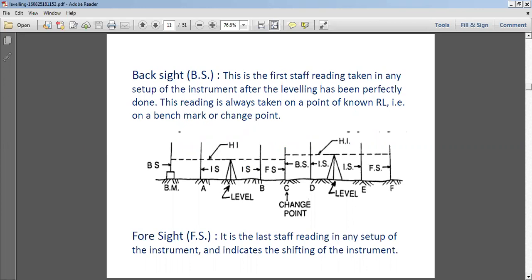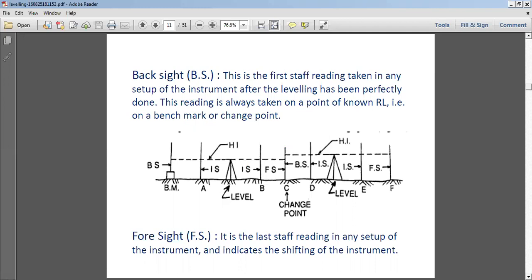So next are the terms which we use in leveling. When we start the leveling work, there are two or three terms which we use most. First is backsight, second is foresight, and third is intermediate sight. Backsight means whatever reading we are taking in the backward direction. That is known as the backsight.